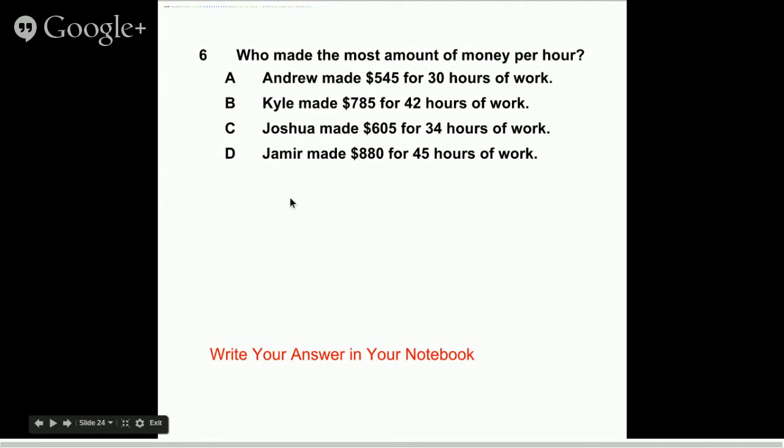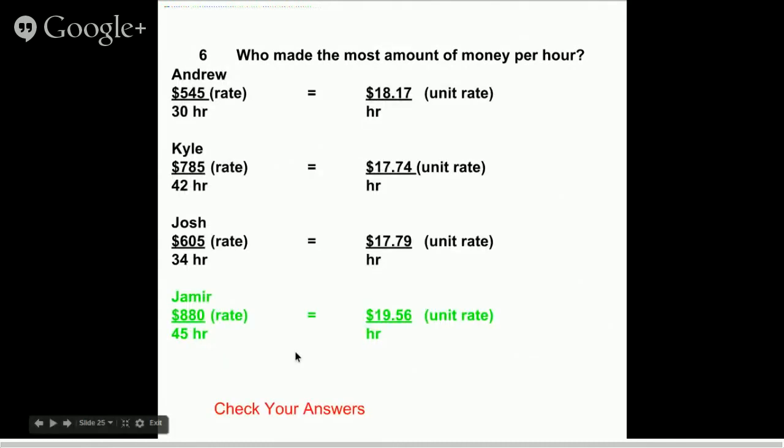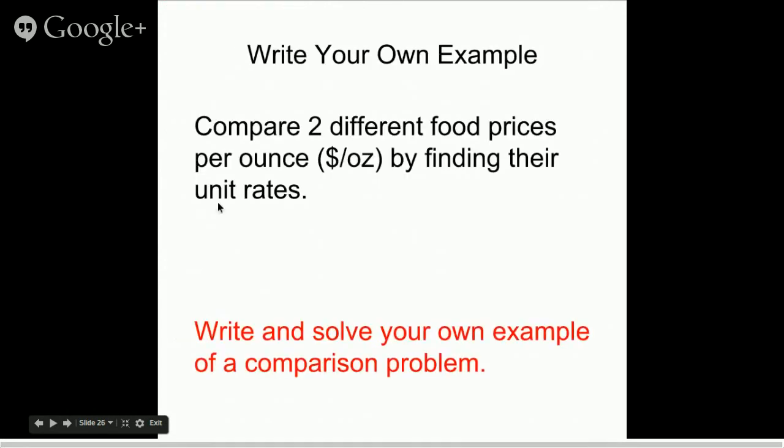Okay, now compare these 4 people working and see who makes the most money per hour. Oh, Jameer. Jameer makes the most money. I wish I could make as much as Jameer. That's sweet. Okay. Alright, the last thing you gotta do is write and solve your own example of a comparison problem. I recommend using like food prices or something, like dollars per ounce or something like that. Just find that unit rate. Okay.